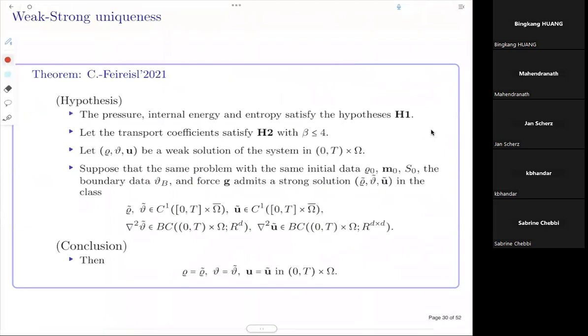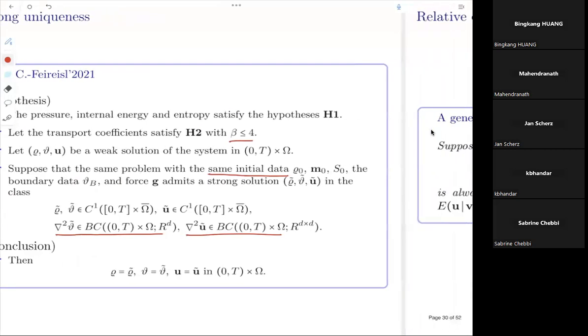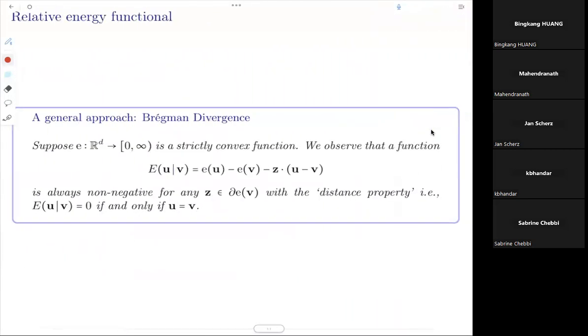And that's our next result, where we have the same hypotheses, but unfortunately we have to restrict ourselves to a little bit lower case: the heat conductivity coefficient is now less than or equal to 4. And if we have a sufficiently smooth strong solution, and they are starting from the same initial data, then the weak solution and the strong solution coincide. The proof of this is generally based on an idea which is called the relative energy functional.